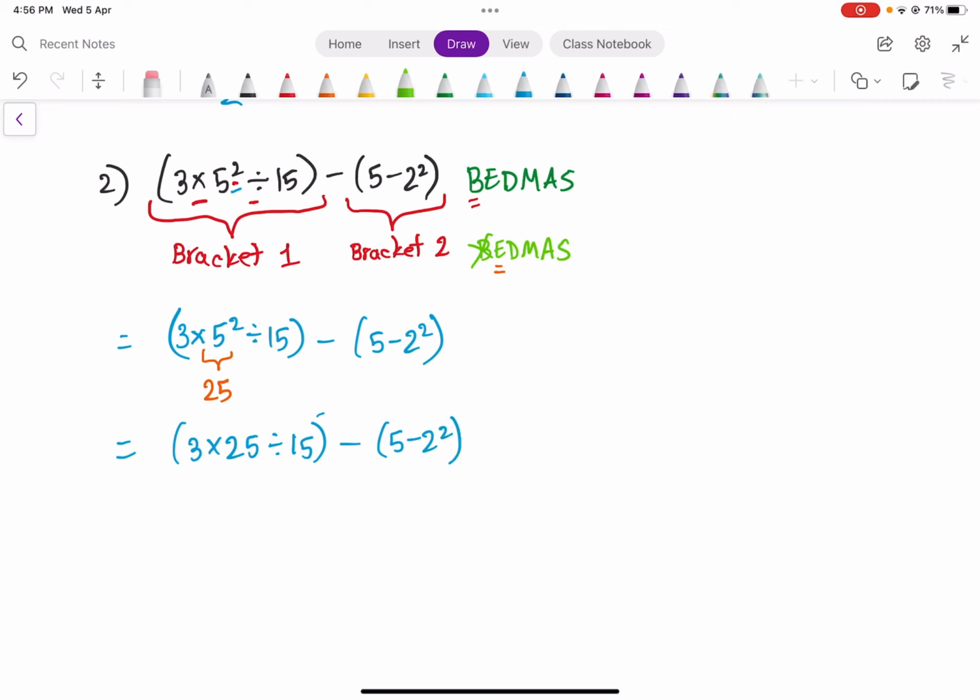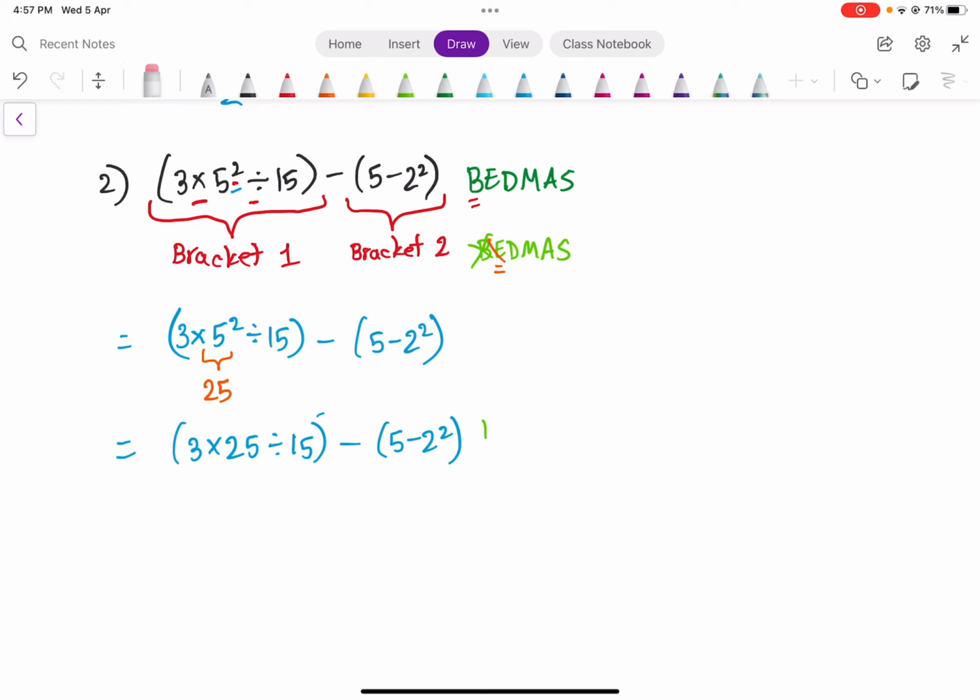Now, what comes next in BEDMAS? Well, division comes, so we are done with the exponents. So division is next. Do we have any division in our bracket? Yes, we do. 25 divided by 15. Now, if you want, you could go ahead and divide 25 by 15, but I know for a fact that this would give us a decimal. And since we're trying to avoid decimals in this video, how about we do our multiplication first? So, is there any multiplication?